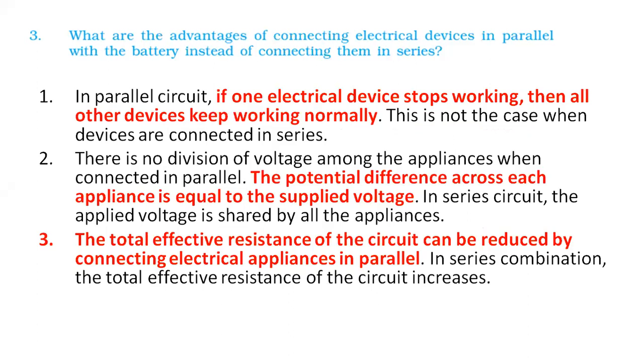First reason, what is the main advantage? That if one device stops, still other device will work in parallel circuit. Second advantage, potential difference is same across all devices. What about third one? Total resistance. Total resistance of the circuit is reduced. ठीक है? Total resistance is reduced in parallel. Parallel में कम हो जाता है. That is also another reason.